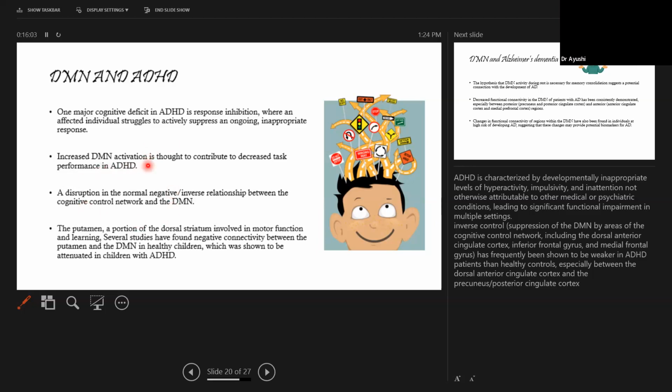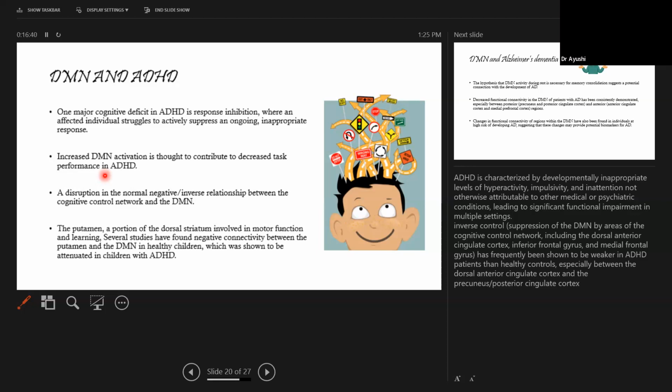According to studies, there is increased default mode network activation, which contributes to decreased task performance in ADHD, because, as I mentioned, there is an inverse relation between the central executive network and the default mode network. Normally there is this inverse relation, but in children with ADHD, this inverse relation is weakened. So the child is not able to suppress the default mode network whenever there is any cognitively demanding task. So there is more default mode network activity.